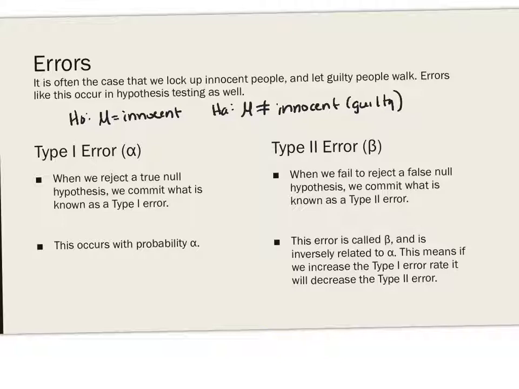So in order for a true null to occur, here's what has to happen. For a true null, the person has to be innocent. Then if the person's innocent, what is the error you're going to make there? Well, if they're innocent, you're going to lock them up. So what does that mean? Well, we say that they're guilty.